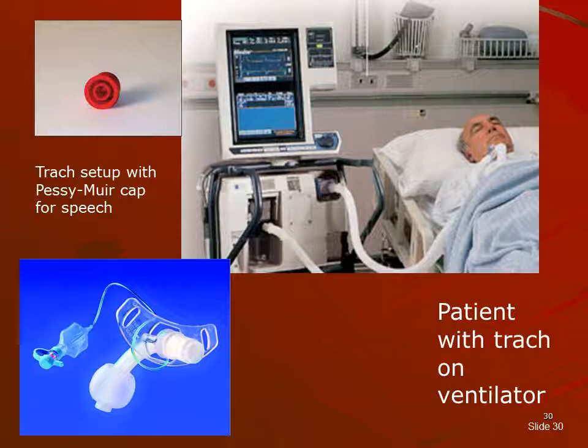Picture top left. This is a Passy-Muir cap, which is a cap that goes over a tracheostomy, and this is to allow the patient to speak. It allows them to have a voice. You may have seen before, if anybody has had a tracheostomy, if you've seen it maybe on TV, where they place their finger over the hole and occlude it, and that gives them that voice. This cap, or speaking valve, serves the same purpose.